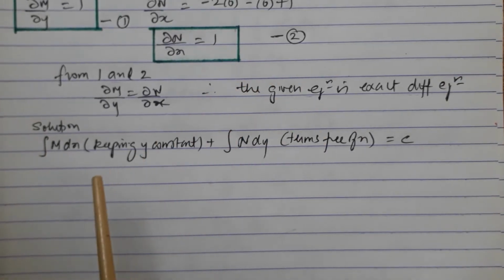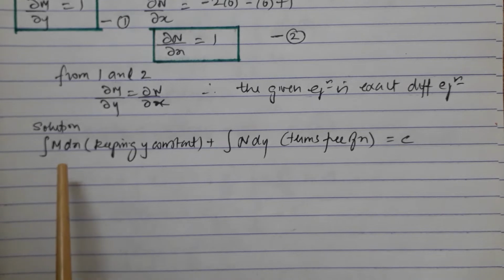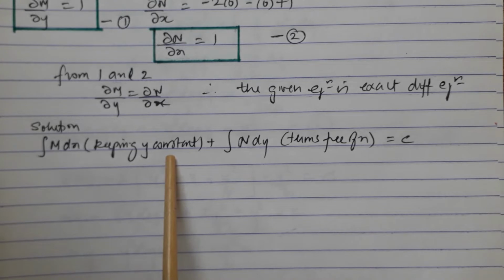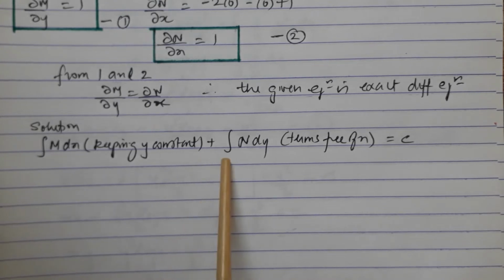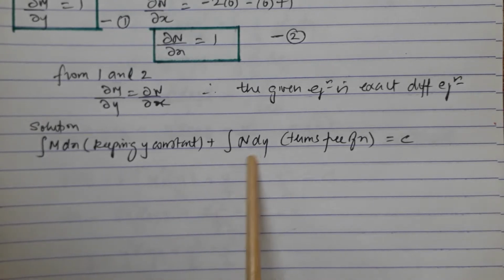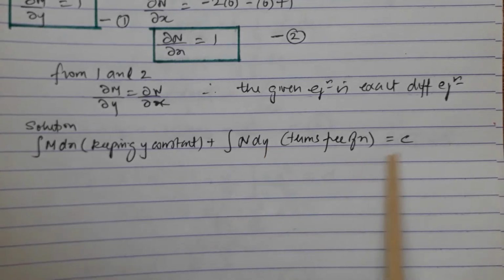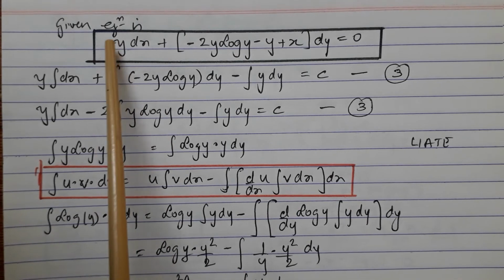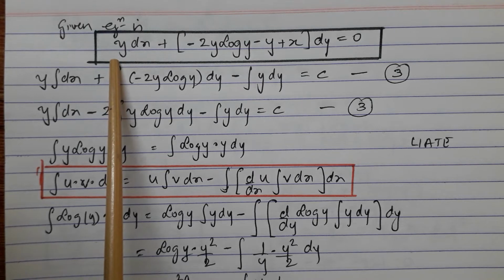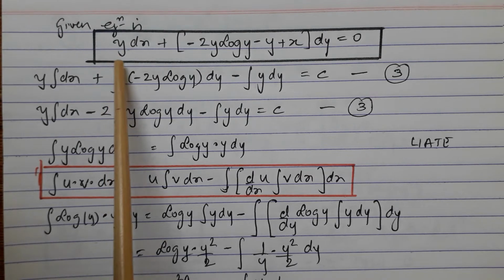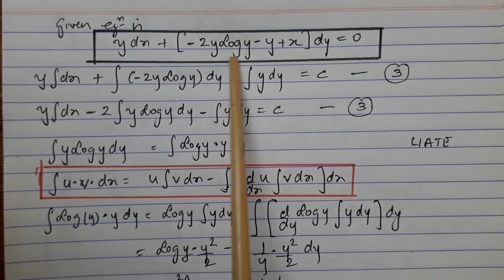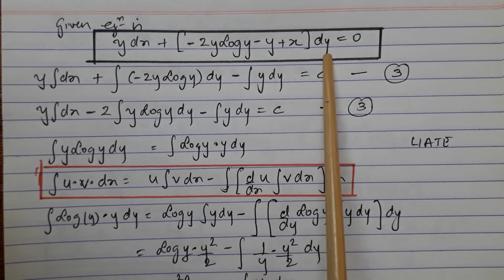Now the solution for this differential equation is integral of M dx keeping y as a constant, plus integral of N dy, integrating only those terms in N which are free of x, is equal to c. Now let us proceed to find the solution of the differential equation. Now the given differential equation is y dx plus (minus 2y log y minus y plus x) dy is equal to 0.